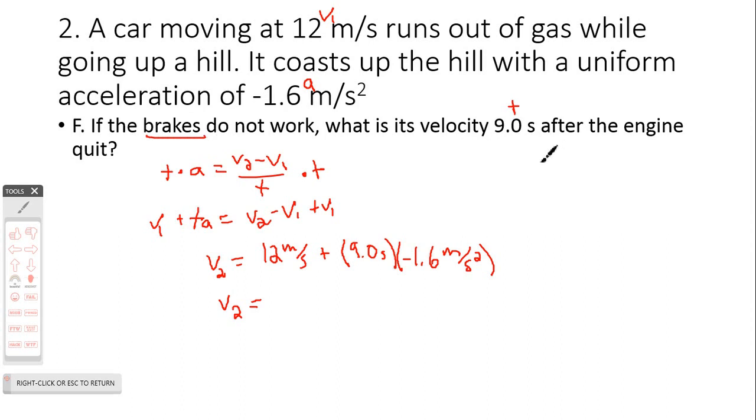So let's take a look at this here. 12 plus, and then we've got to go in brackets here, on my calculator anyways, 9 times negative 1.6. And we end up with negative 2.4 meters per second. So at this point, 9 seconds after the engine quit, it is rolling backwards down the hill at 2.4 meters per second. Lovely. Now, you have a third question on the assignment that I will let you do.